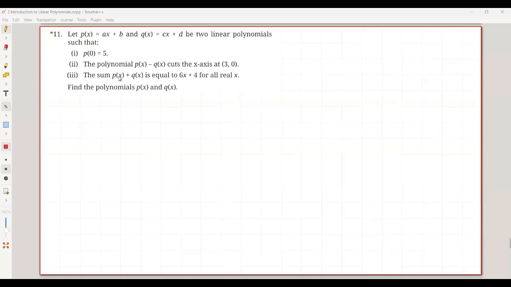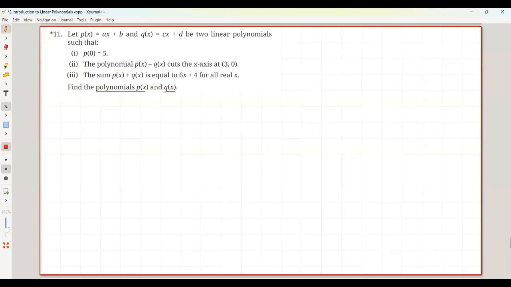And third, the sum P of x plus Q of x is equal to 6x plus 4, for all real x. So find the polynomials P of x and Q of x. Actually, here we have to find the polynomial. Find the polynomial P of x and Q of x.